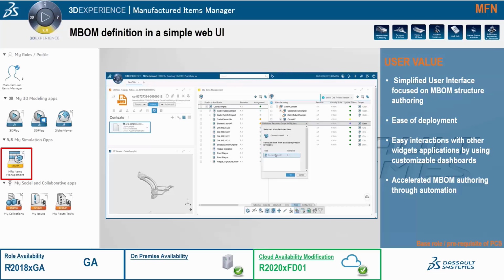First highlight is about DELMIA Manufactured Items Management. The acronym is MFN. This is a web role for MBOM authoring, and this role has been introduced in 18X GA on-premise, and now it's also available on cloud starting from 2020X FD1.